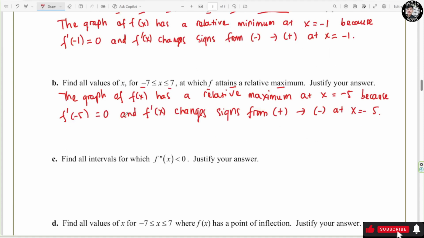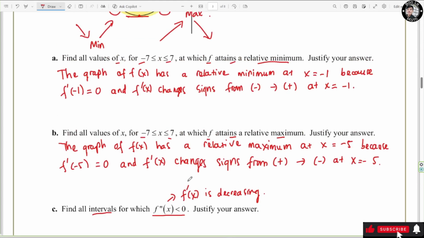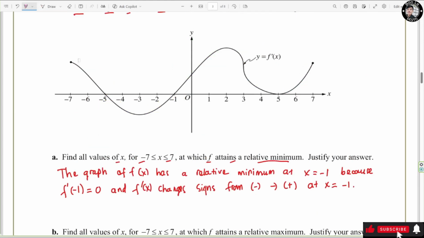Now let's move on to question C. Find all intervals for which f double prime of s is less than 0. Now if f double prime of s is less than 0, it tells us that the function f prime of s is decreasing, right? Now we just look at the graph to find the interval where f prime of s is decreasing. Now f prime of s is decreasing on this interval -7 to -3, right?